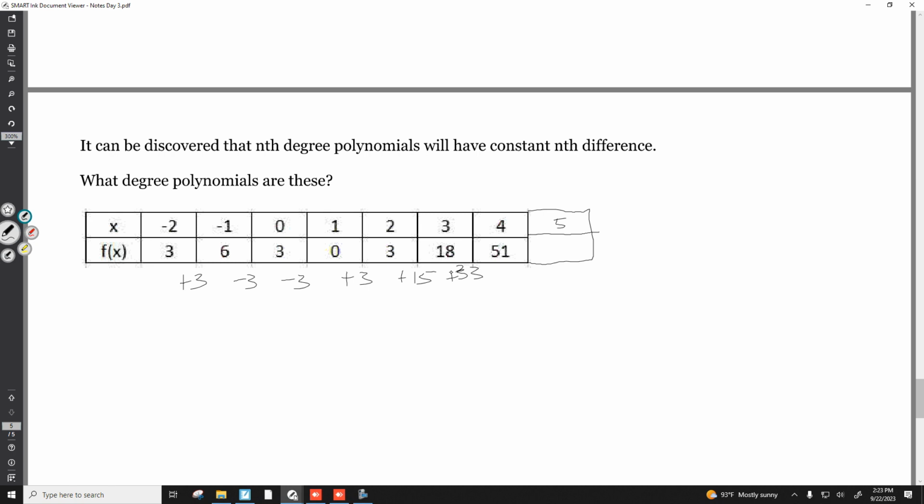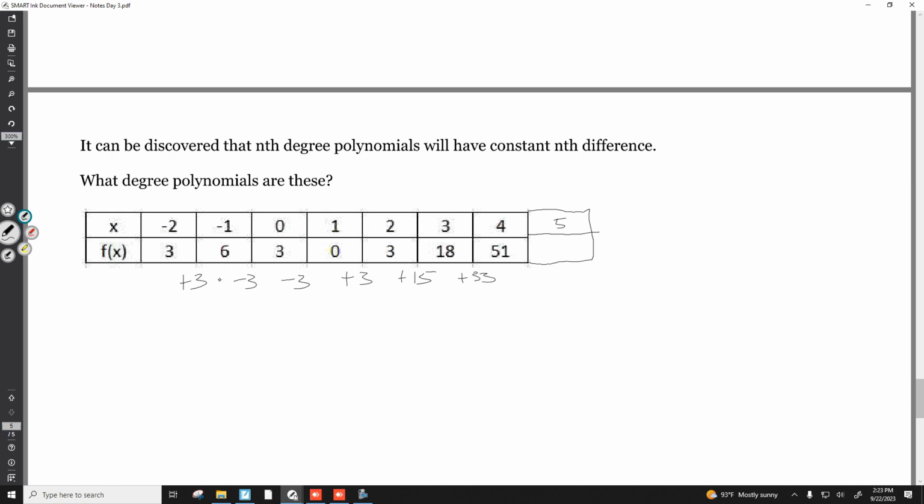I don't know what the next one has to be. It doesn't look like anything. Now, find the differences of those differences. You just found the first differences. Let's find the next differences. It's all going to work out, trust me.